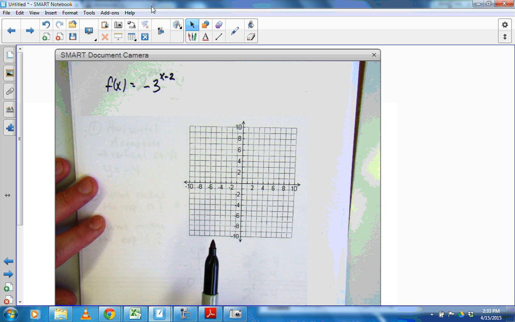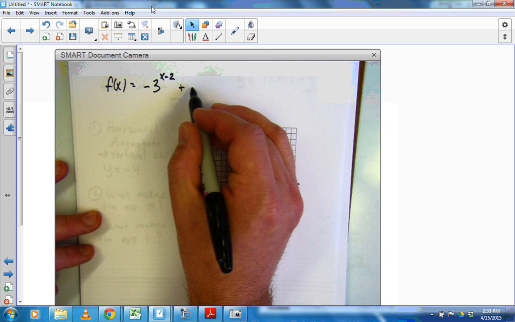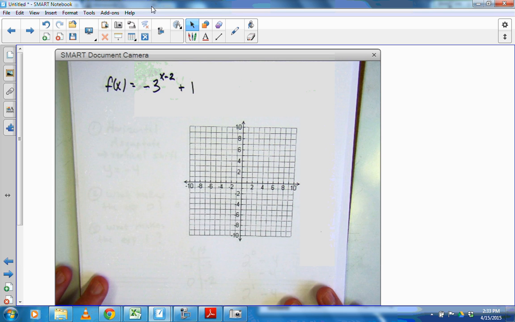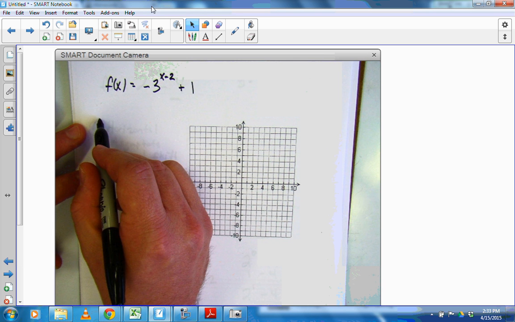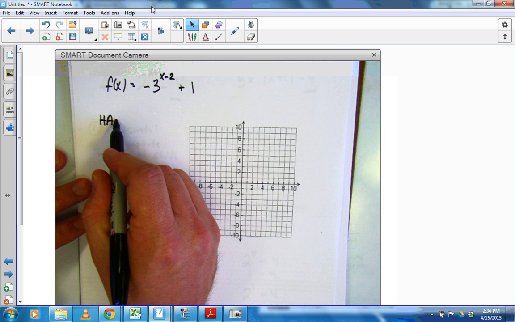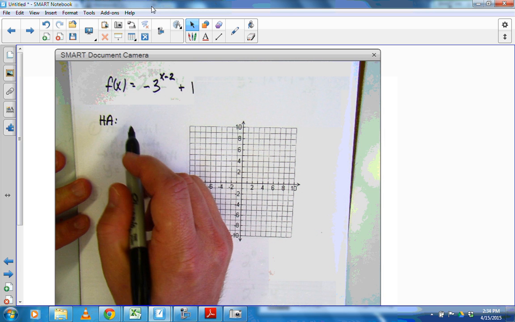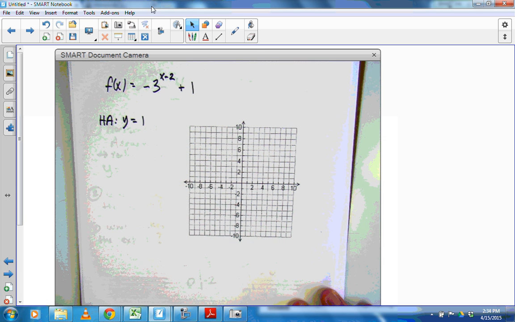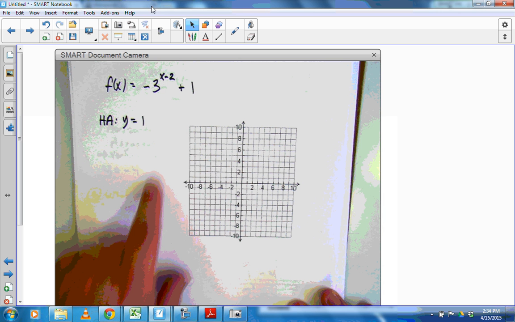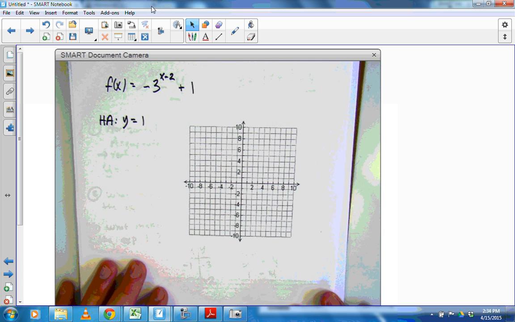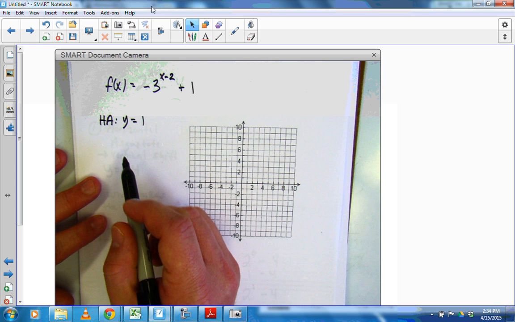Okay, now I'm going to throw in one just so we can see it. Let's do plus 1. So I'm going to abbreviate this time. My horizontal, I'm going to say HA for horizontal asymptote. All right, very good. y equals 1. Because the vertical shift in this would be what? Up 1, right? Okay, and the horizontal shift would be right 2. But you don't need to know the horizontal shift. All you need to know is the vertical one. Now, let's put in some values here.